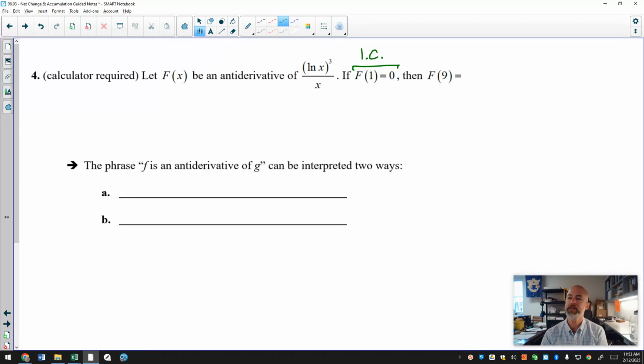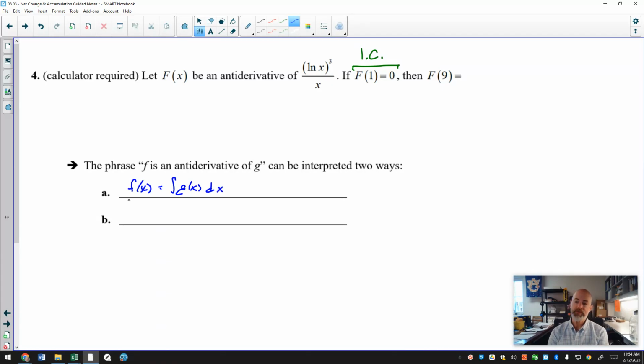Instead, they worded it in this weird phrase, f is an antiderivative of that. So when you see that phrase, if you ever see f is an antiderivative of g or something like that, you can interpret that two ways. The literal interpretation of that, verbatim, is f of x is an antiderivative of g of x. So that is a literal interpretation of that statement.